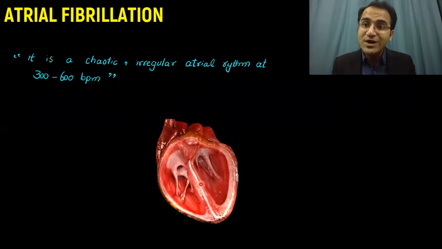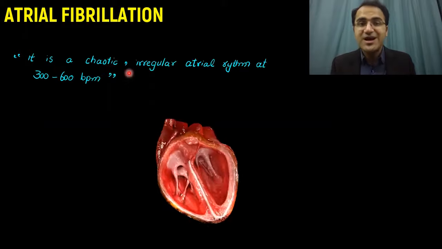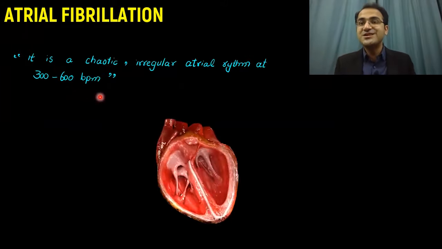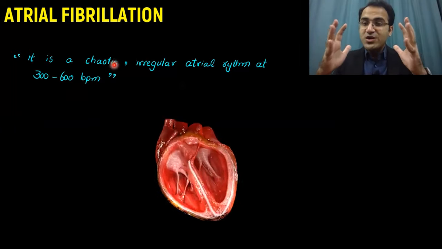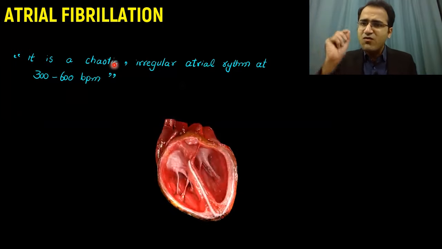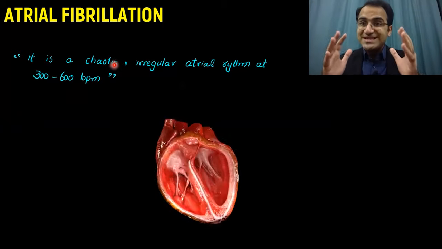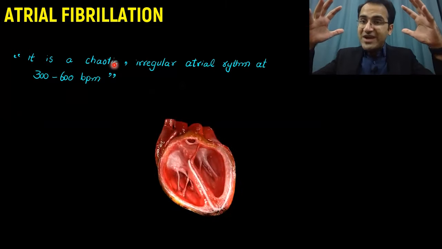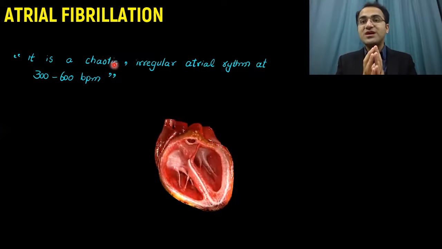First of all, what is atrial fibrillation? Atrial fibrillation is a chaotic, irregular atrial rhythm at 300 to 600 beats per minute. It is a chaotic, irregular contraction of the atria at a very fast heart rate. When these atria contract at such a fast rate, they do not contract in synchrony with the heart.